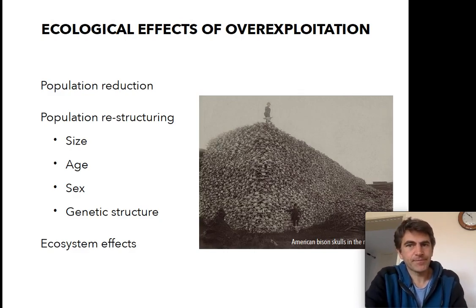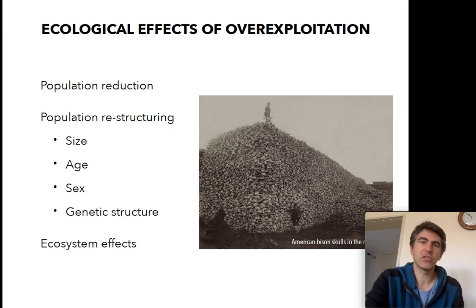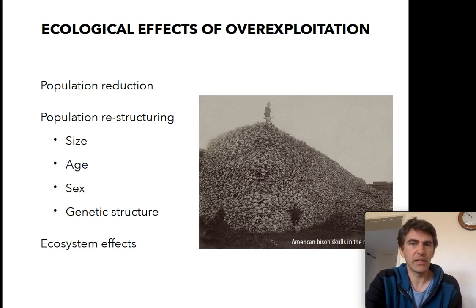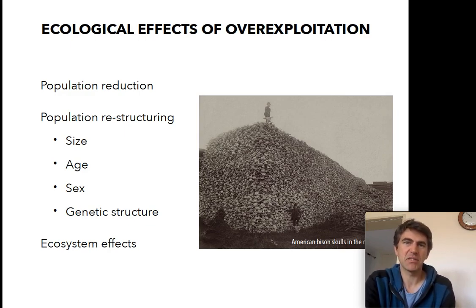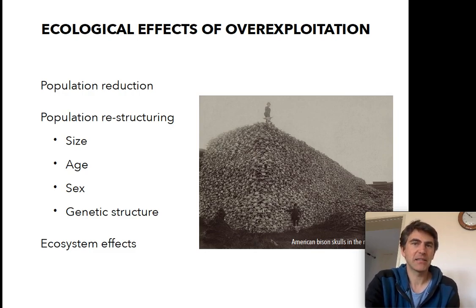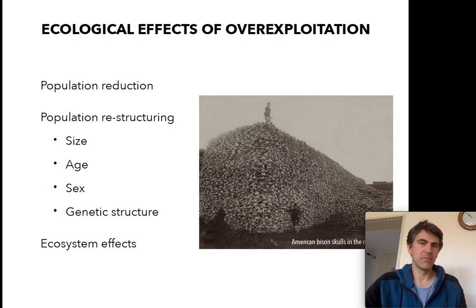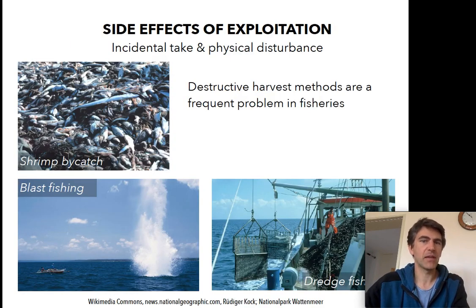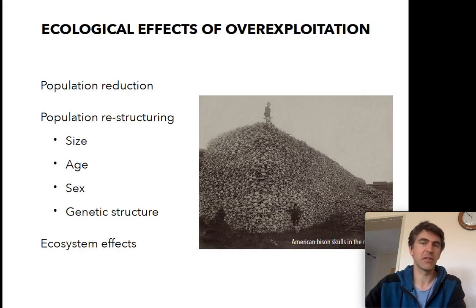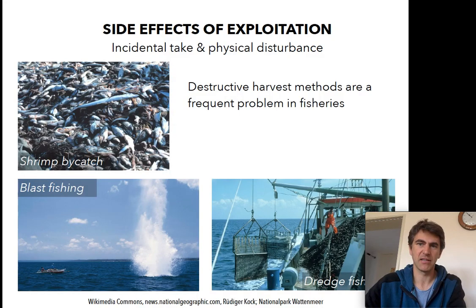Because people are targeting not necessarily all individuals equally, overexploitation can also lead to not just population reduction, but also to a restructuring in the population. So particular sizes might be specifically targeted in exploitation, or particular sexes and so on. And this can change the populations and restructure what's left. We find that, for example, in fisheries, by the way, because people want to catch large fish and not small fish, as an example.